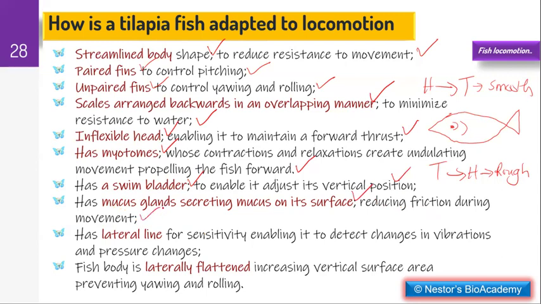Of course, from the previous illustration, the previous slide, you must have also seen a structure known as the lateral line. This is meant for sensitivity, enabling the fish to detect changes in vibrations and pressure changes in water to enable it to move appropriately. Then, of course, if you look at the fish, you will realize the body is laterally flattened. This increases its vertical surface area, hence preventing rolling and yawing.